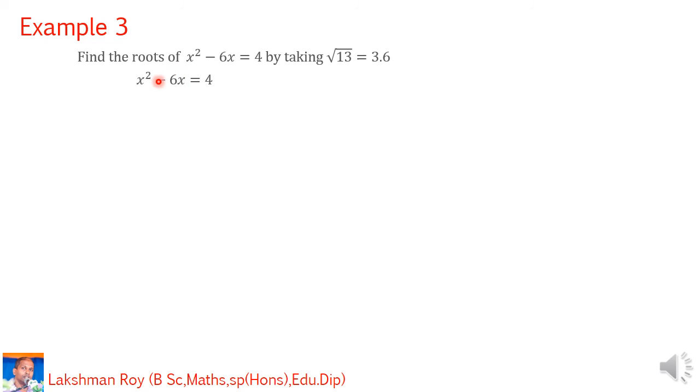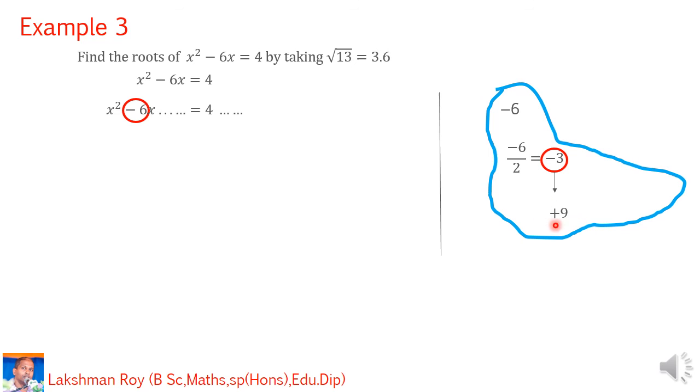How? You have to add a term to left hand side and right hand side. What is the term? How to select? Take this number. What is the number? Negative 6. What to do? Divide by 2. Negative 6 divided by 2, negative 3. Take the square. Negative 3 square, positive 9, right? Now you can add positive 9 to left hand side and right hand side. Then what happens? Left hand side becomes x square minus 6x plus 9, right side 4 plus 9, that is 13.